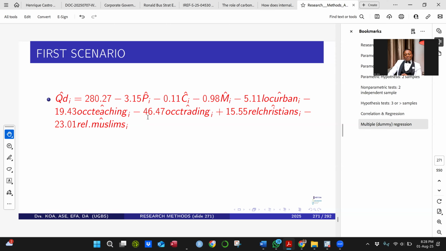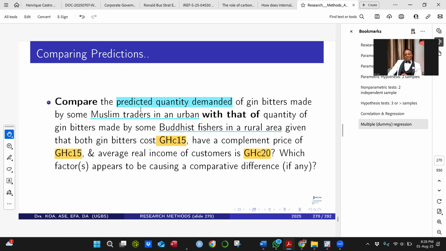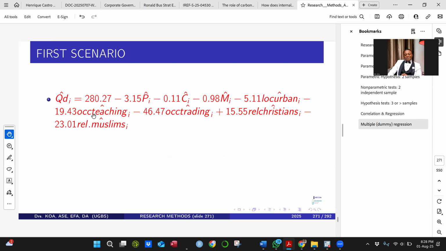Okay, so now we go to the storyline. We are told that the quantity demanded is between Muslim traders in an urban area and that of the Buddhist fishers in a rural area. In all cases, we have 15, 15, 20 for the price, the complement price, and the income. So let's take the first scenario, Muslim traders in an urban area. We come down here, we have to fill in the letters. What will be the value of P?